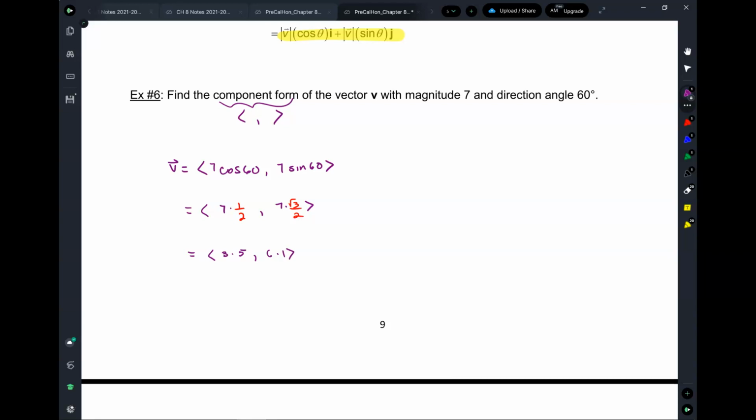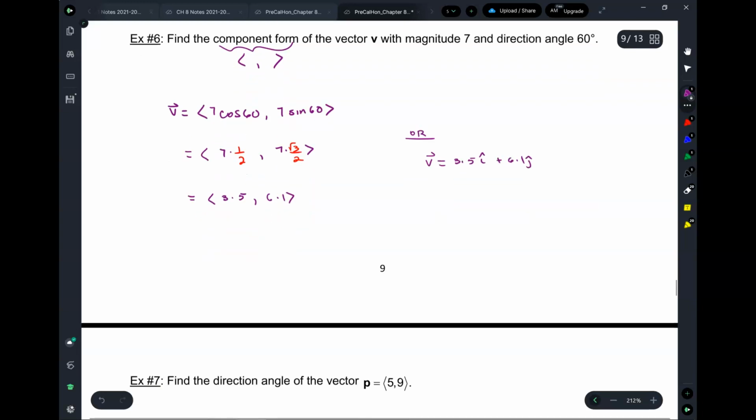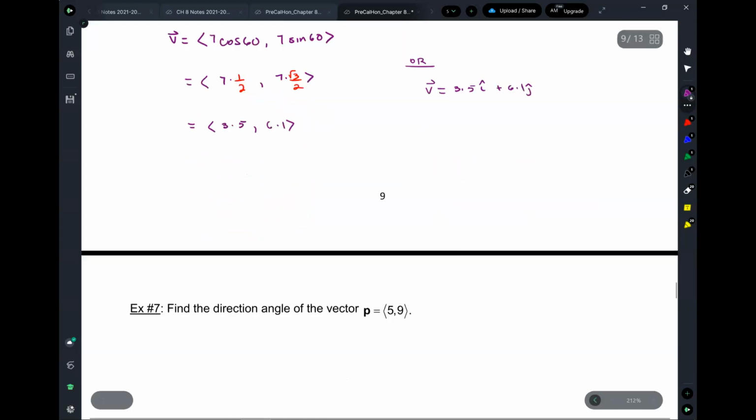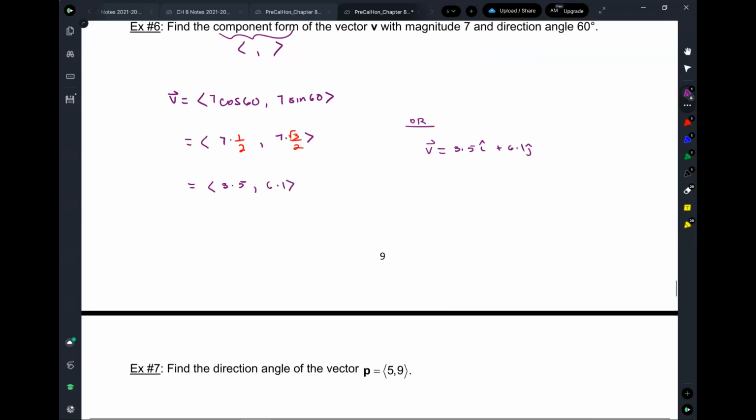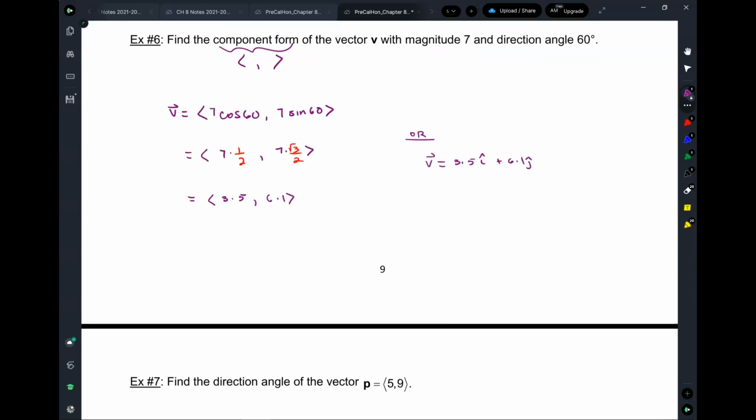Now, if you had to write it as a linear combination of i and j, v would be 3.5i plus 6.1j. Just FYI. I know we went over this triple check. It's the magnitude when it's got the lines around it. Yes, so that's magnitude, and then the vector is when it's just standalone. Right. Cool.